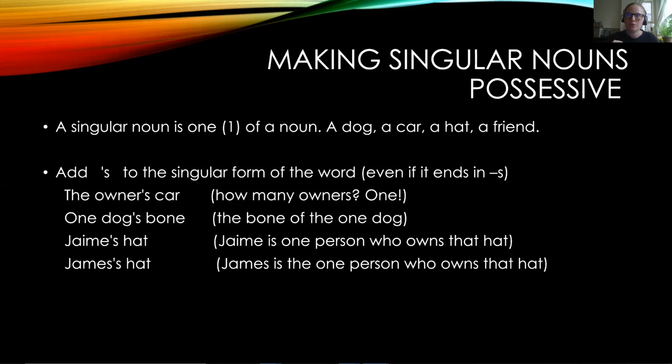In the chat, will each of you make a singular noun possessive? So a person, place, or thing, how would you make them possessive? You're creating your own example of something like Jaime's hat, James's hat, the dog's bone. I'd like to see how you would create your own singular possessive noun. It could be something that you have, right? Like Darcy's phone.